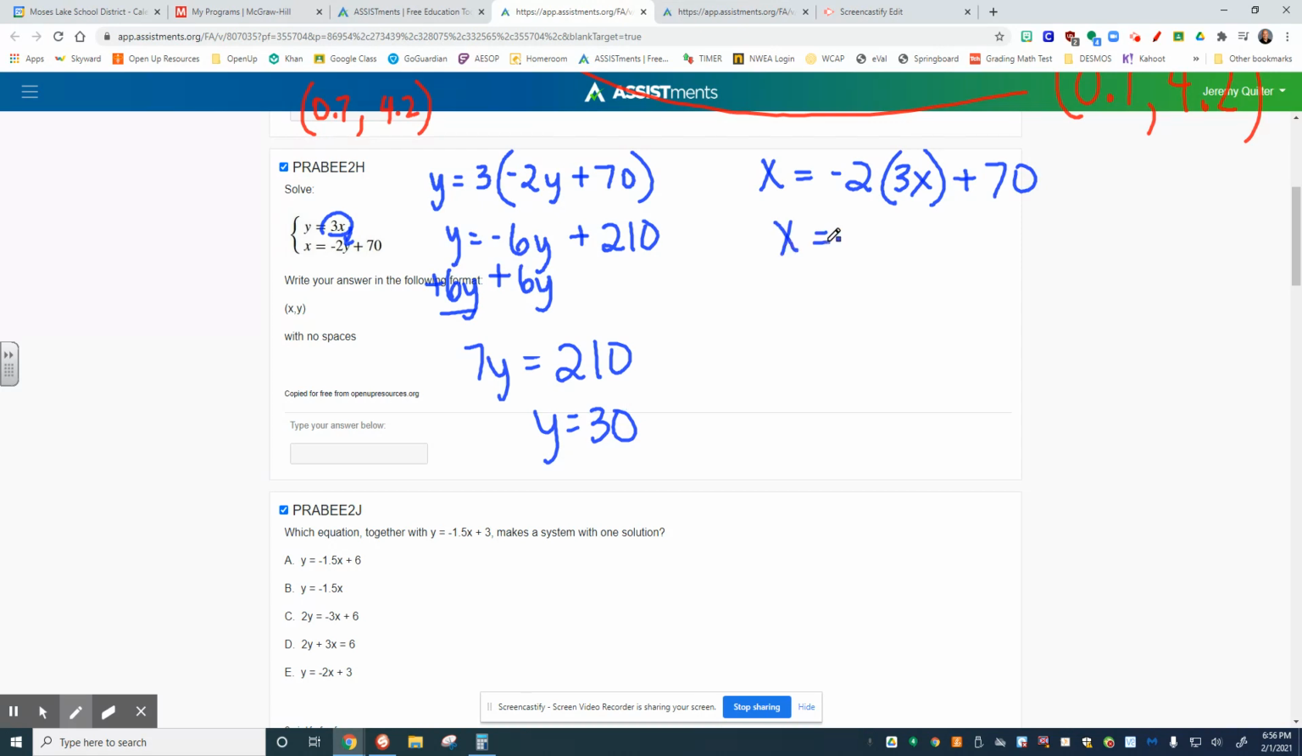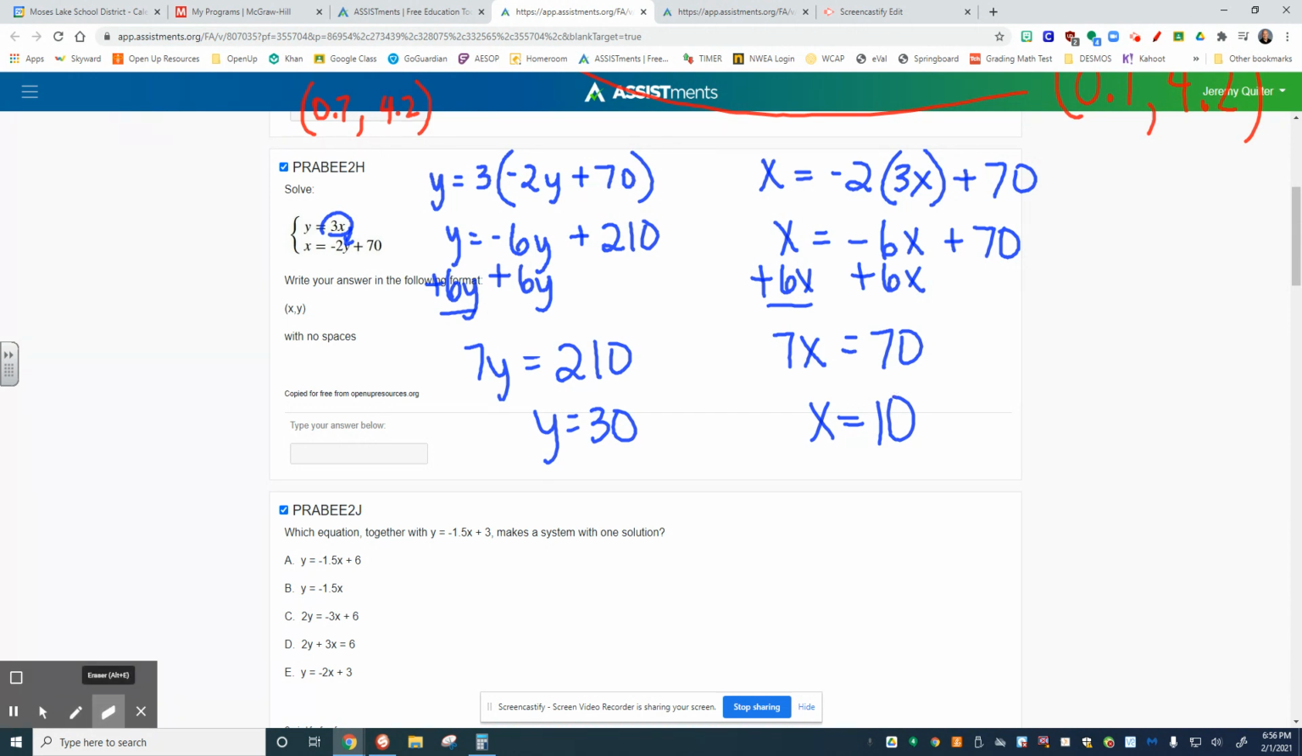x is equal to negative 6x plus 70. Add my 6 times x and my 6 times x, I get 7 times x is equal to 70, and I find out that x is going to be equal to 10. Now, this is a really good piece because now I can say I have x and y for both of them.